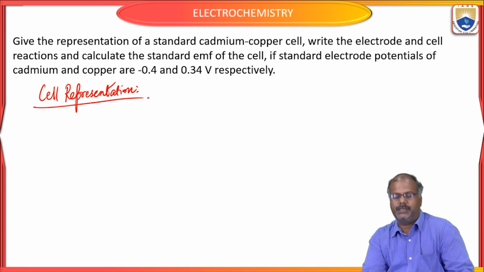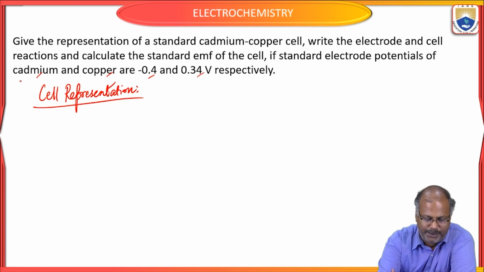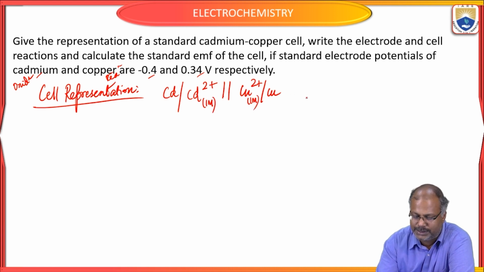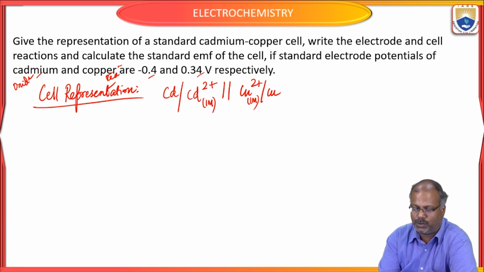Cell representation. Cadmium is negative, copper is positive. So cadmium undergoes oxidation, copper undergoes reduction. So cadmium bar, cadmium 2 plus, salt bridge, copper 2 plus bar, copper. This is the standard representation. Okay, how will you write the electrode reactions?